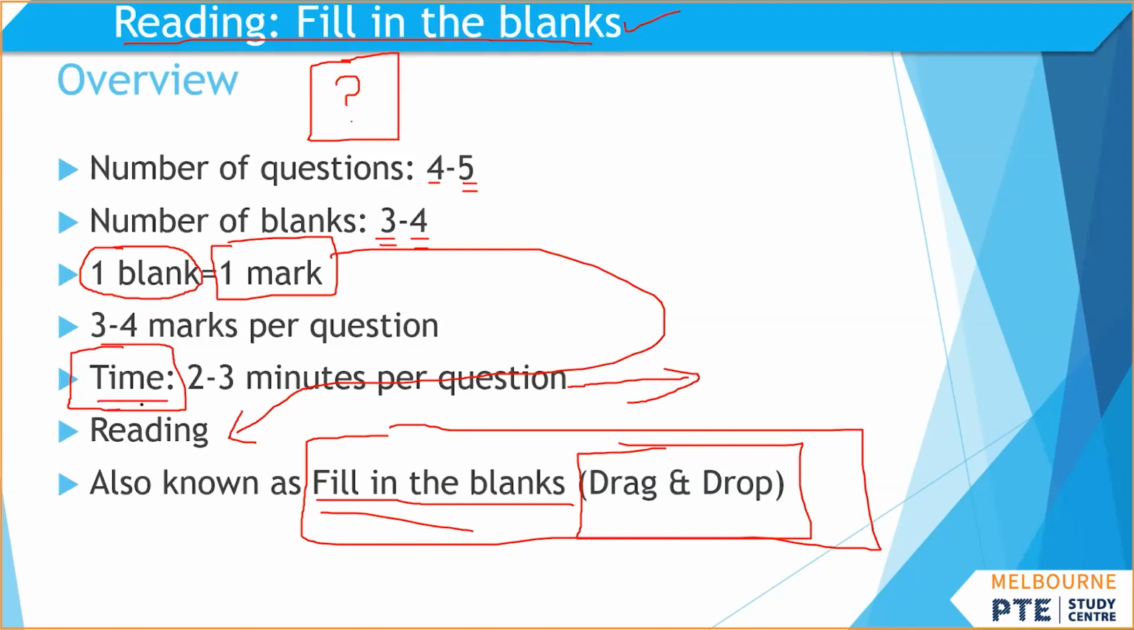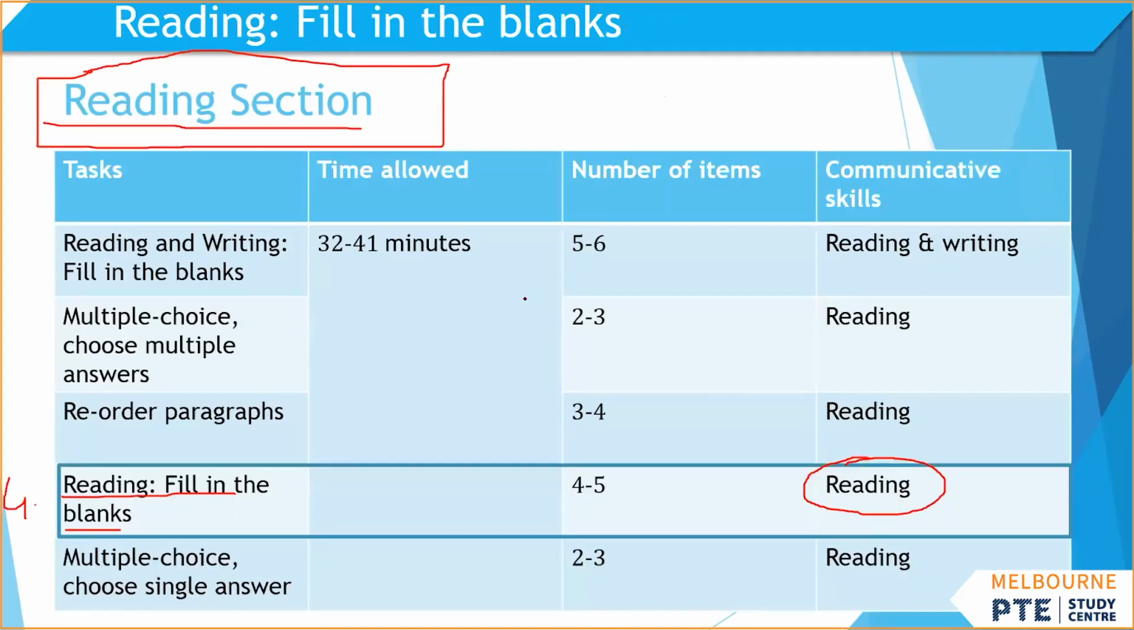Now, a very important thing about the time, and remember that, keep it in your mind, but if you want, you can write it down. In your reading section, if you have a look over here, in your second column, time allowed, you get an overall time anywhere between 32 and 41 minutes. It's up to you how much time you give to each topic, because you have an overall time for the complete section, not for each question of each individual task.